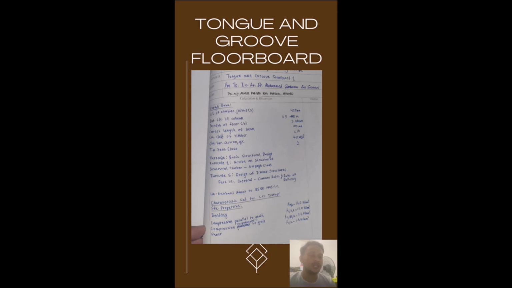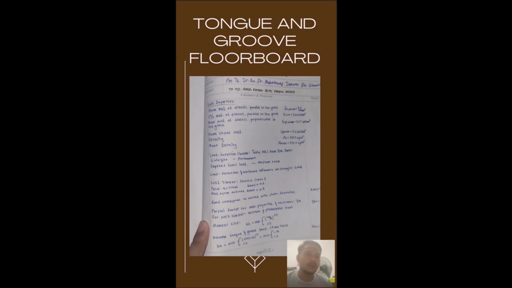Based on the calculation, we can find the characteristics based on the Eurocode, such as Eurocode 5 and so on. So we go through the characteristic values for C16 timber. In the characteristics, we can find the properties such as bending, compression parallel to the grain, compression perpendicular to the grain, and the shear. We will continue with the stiffness properties.